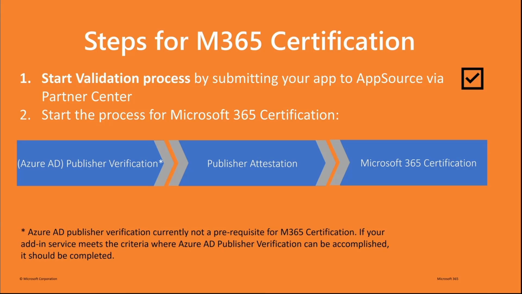So there's 3 steps, which is the Azure AD publisher verification. Then there's what's called self-attestation or publisher attestation, which has been available for a while, and you can do that right now. So that's not new, but it is required. That is required to get to the next step, which is the Microsoft 365 certification. So let me go through what each of these looks like.